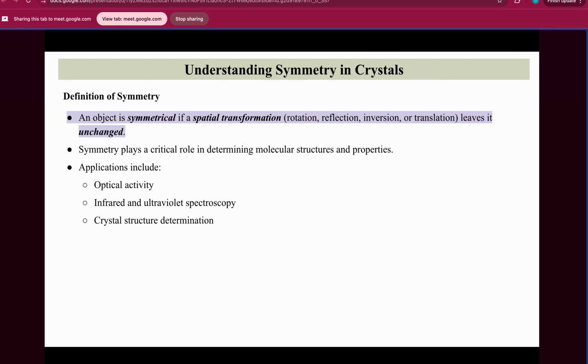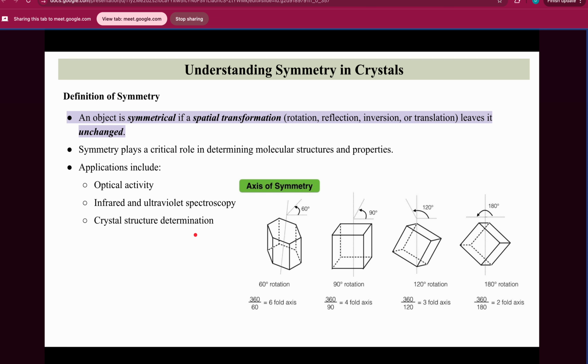It is symmetric. It will come back to that particular position by making some angular motions or other operations. Symmetry plays a critical role in determining molecular structures and properties. Its applications include optical activity, infrared and ultraviolet spectroscopy, and crystal structure determination. In this case, the main application is crystal structure determination. Now these are the axes of symmetry and the operations which get performed. In this case, I have only considered rotation.